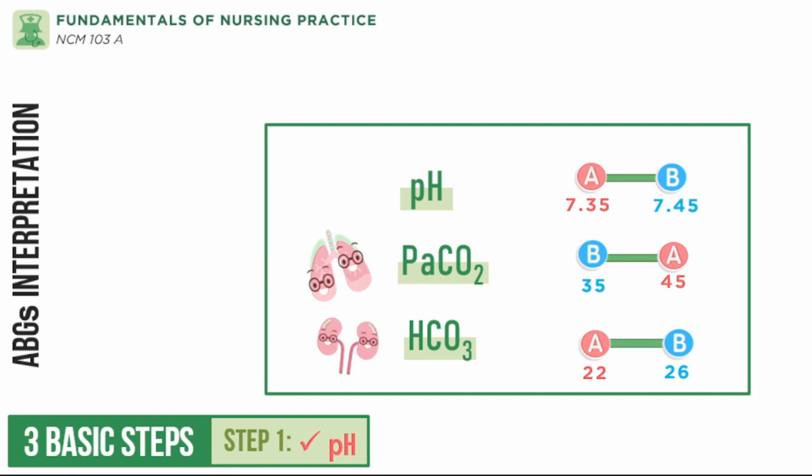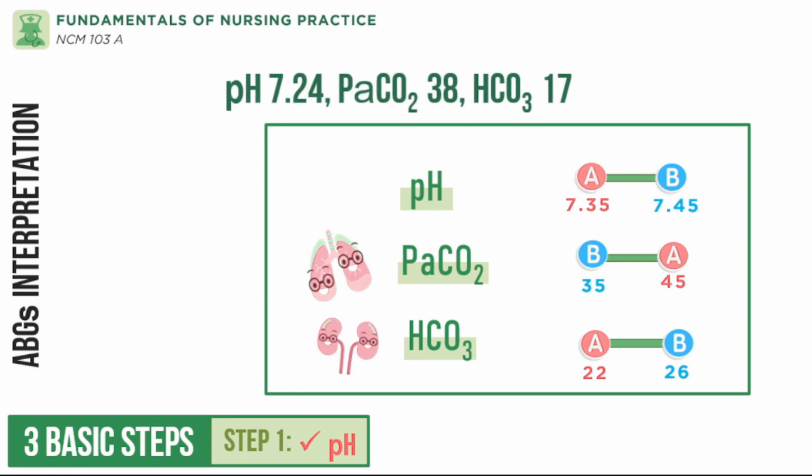Alright, so let us have another example here. 7.24 for our pH, 38 for our partial carbon dioxide, and 17 for our bicarbonate. Okay, so again, step 1, we look for the surname. Let us check for our pH. And what is the situation of our pH here? We have 7.24. So we try to move our chart. We have here 7.24 moves letter A to the left side. Okay, so if we move letter A to the left side, that means we are having acidosis. Our pH is having acidosis.